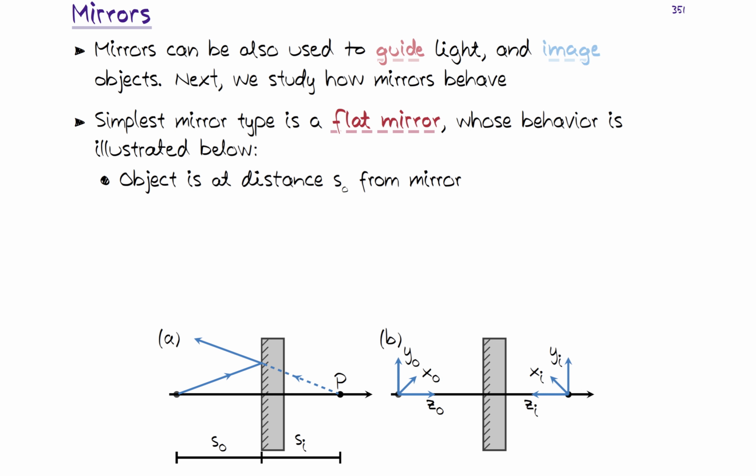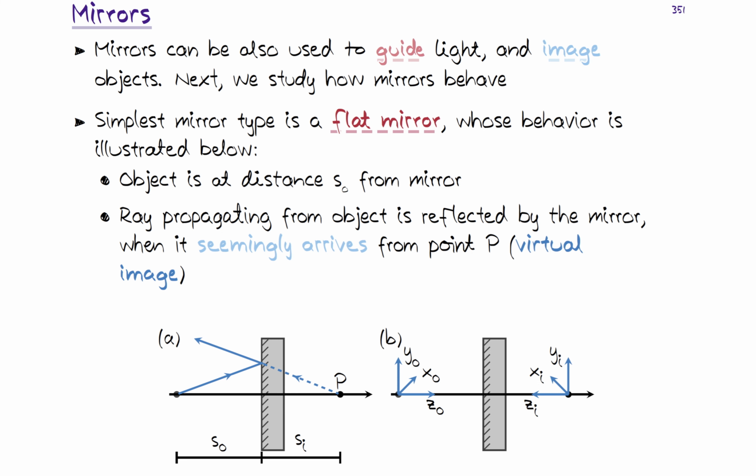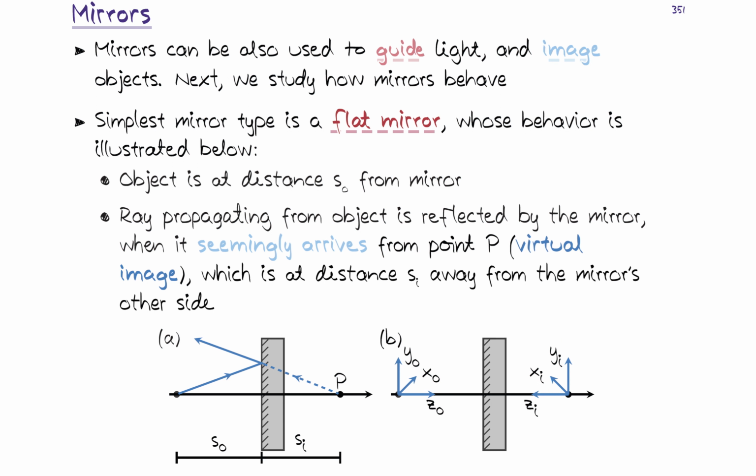So an object at a distance of S_O from the mirror is being imaged, and the ray propagates from the object, is reflected by the mirror, and seems to be arriving from the point B. And because it seems to arrive from there, it's actually a virtual image that is being formed when I'm looking at the ray of light and how the object point will be imaged. And this is the distance of S_I away from the mirror's other side, and basically the same notation, the same equations that we have discovered for using lenses to do imaging still apply for the mirrors.